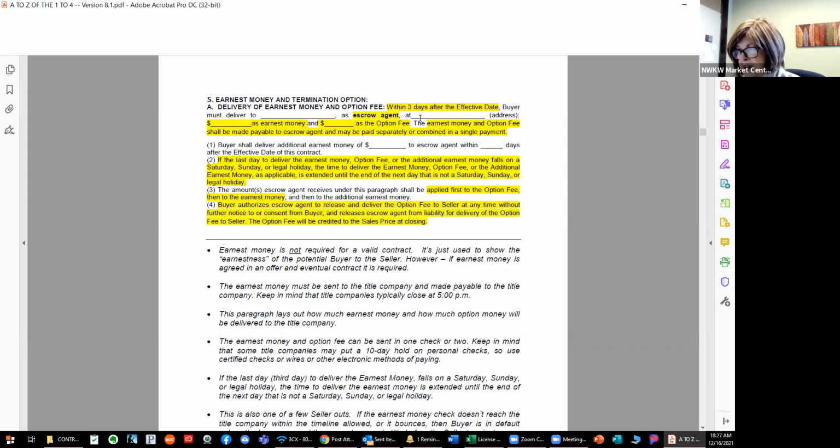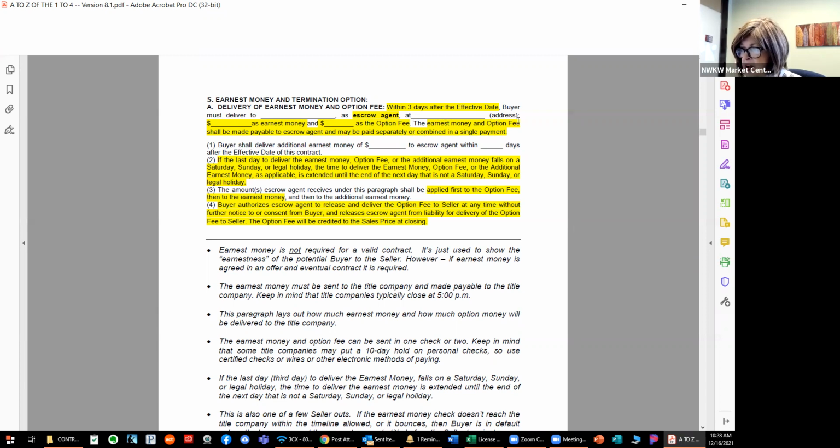But within 3 days after the effective date is the deadline for everybody. Buyer must deliver to blank as escrow agent. That would be Stewart Title or TNT Title, whoever, at blank address. And of course, they don't give you very much room to write that in, but that's okay. Just make it small. Just put their name, or if you don't have the address, it doesn't matter. And blank dollars as earnest money and blank dollars as option fee. So they used to have it separated. Now they put it all together in this section here.